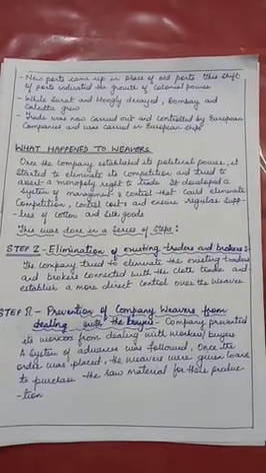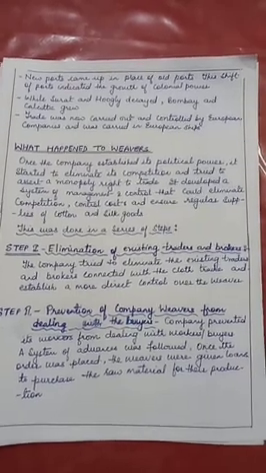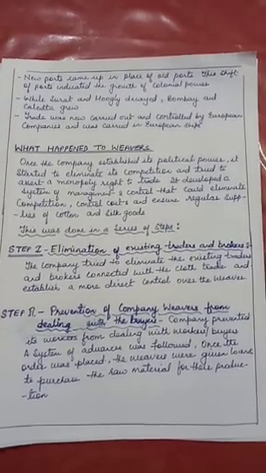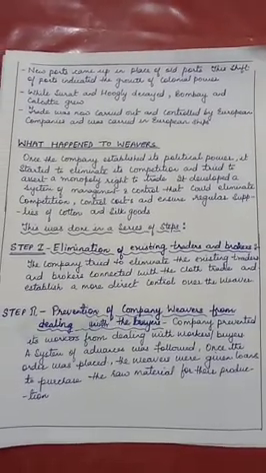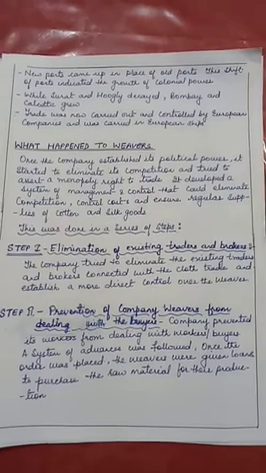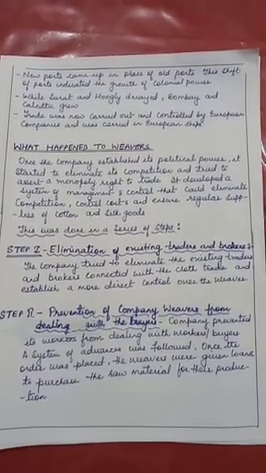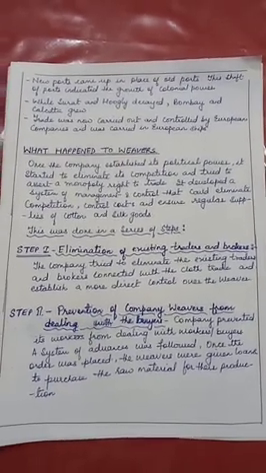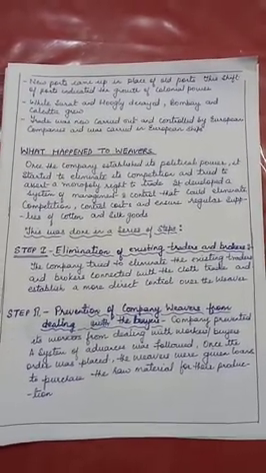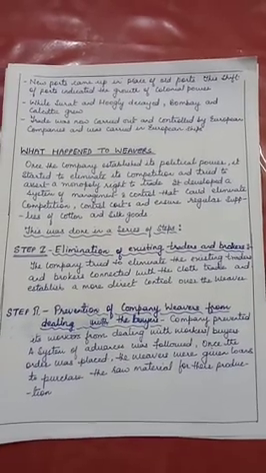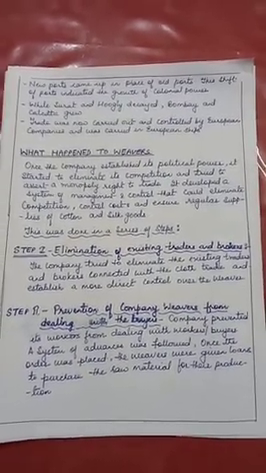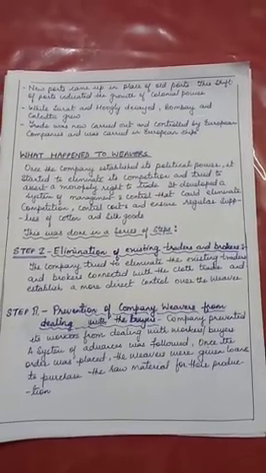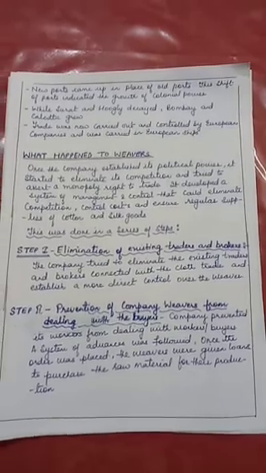First step was elimination of existing traders and brokers. The company tried to eliminate the existing traders and brokers connected with the cloth trade and established a more direct control over the weavers. Second step was preventing company weavers from dealing with buyers. A system of advances was followed. Once the order was placed, the weavers were given loans to purchase the raw material for their production.